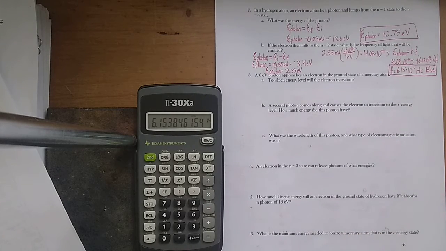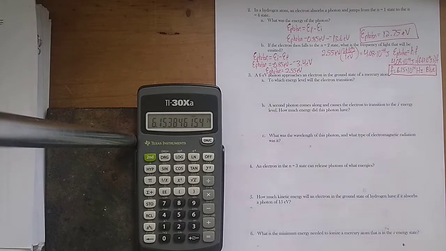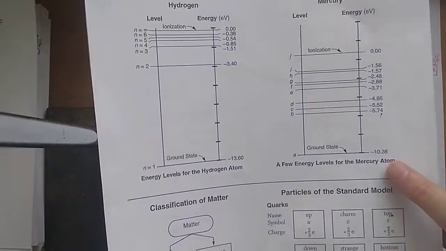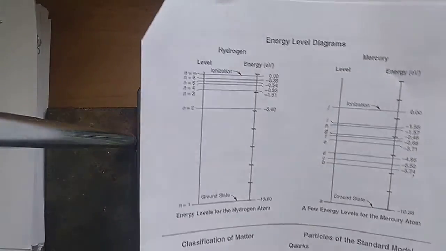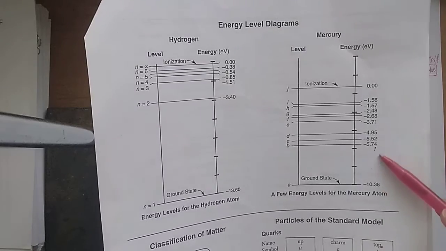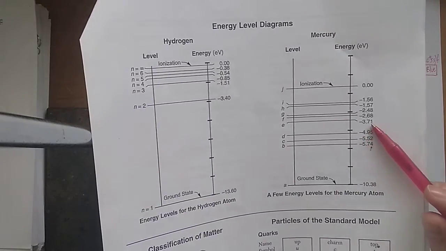Okay. Next, a 6 electron volt photon approaches an electron in the ground state of a mercury atom. To which energy level will the electron transition? So if it's in the ground state of mercury, that means an energy level corresponding to negative 10.38. If it absorbs a 6 electron volt photon, it should go up to negative 4.38. But if you look, there isn't an energy level there.